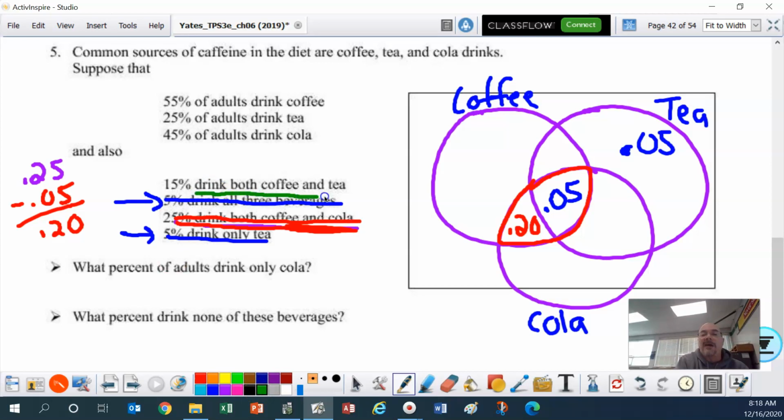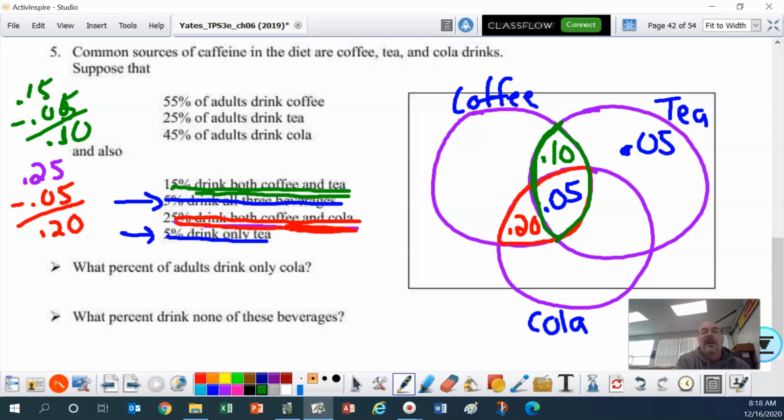All right, let's go to a different color here. 15% drink both coffee and tea. Yep, I can do that. So here's the coffee and tea right here, which I just outlined in green. Same thing: I'm going to take 0.15 minus the 0.05, which is going to be 0.10. So I'm going to put 0.10 here. Okay, that one's done. Now I should be able to do the rest of these.